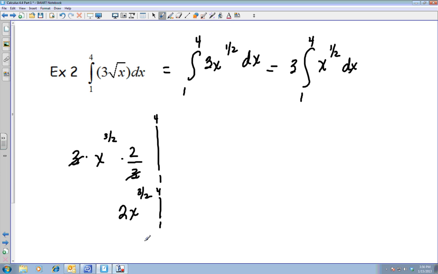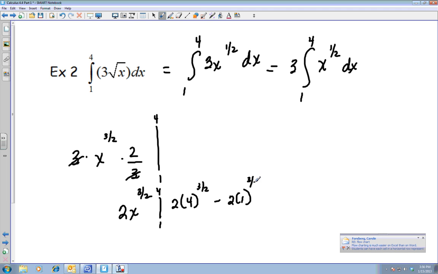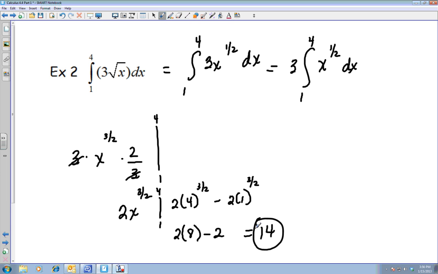So now we're ready to plug in our numbers. 2 times 4 to the 3/2 minus 2 times 1 to the 3/2. So this is why we practiced that first part. So we always have to do our exponents first. So 2 times 4 to the 3 halves. So the square root of 4 is 2, and 2 cubed is 8. Anything 1 to any power is just 1. So that's going to be minus 2. So 16 minus 2, 14.